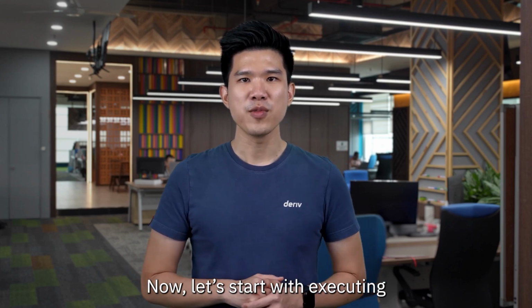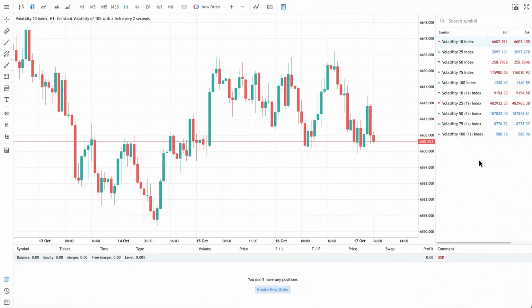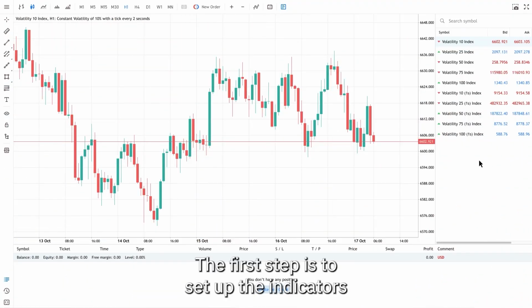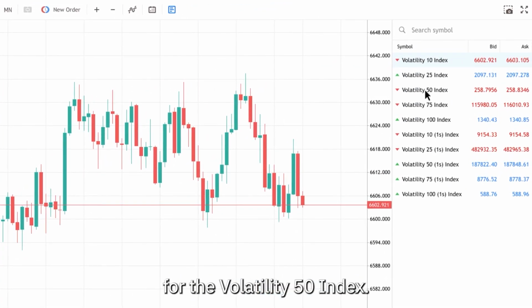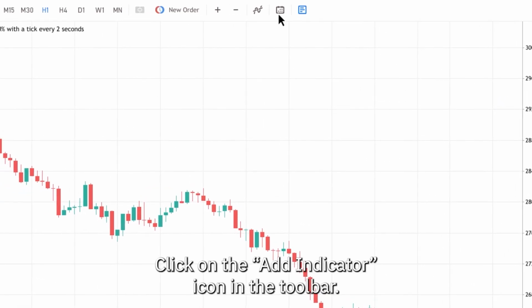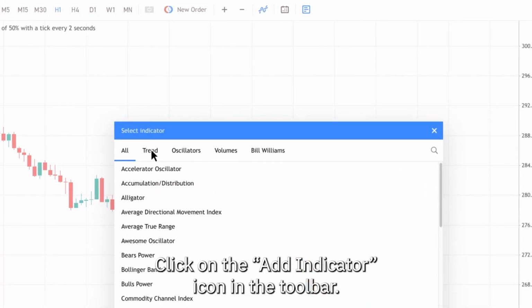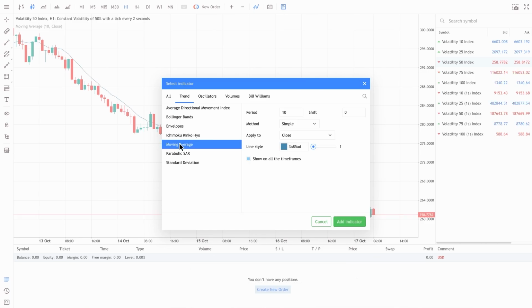Now, let's start with executing the 5/20 moving averages crossover strategy. The first step is to set up the indicators. Open your MT5 platform and load the chart for the Volatility 50 index. Here, I'm using the web platform. Click on the Add Indicator icon in the toolbar, select Trend, and then Moving Average.